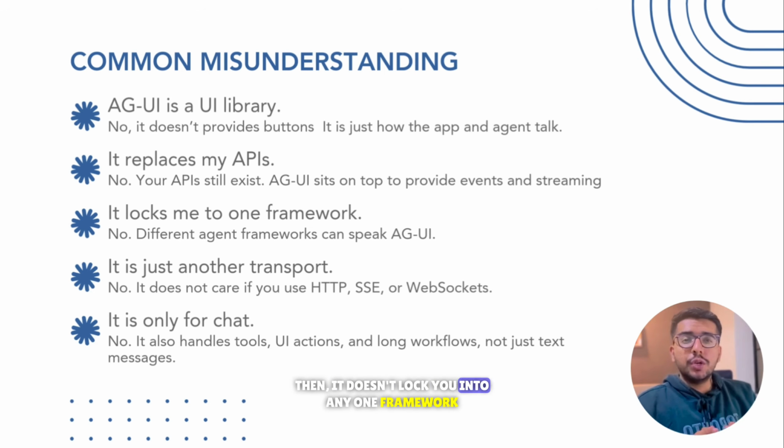Then, it doesn't lock you into any one framework. As long as an agent framework can emit AGUI compatible events, it works really well. Microsoft's agent framework, LangGraph, or any custom agent can all speak AGUI. Also, AGUI is transport agnostic. It doesn't force you to use SSE or WebSockets. Use whatever you want. AGUI just defines the events, not how you send them. And last, it's not only for chat. This is the biggest one. AGUI is about actions, tools, UI updates, workflows, anything that requires the agent to collaborate with your application.